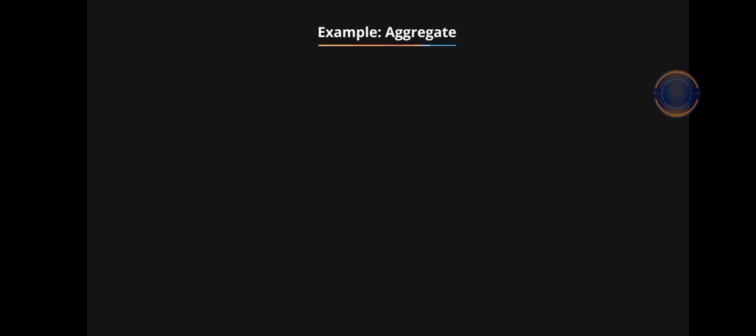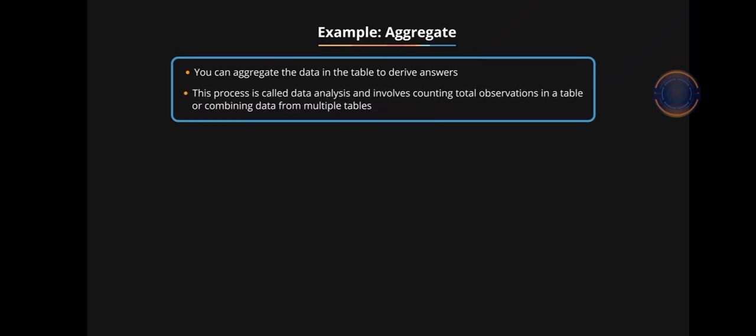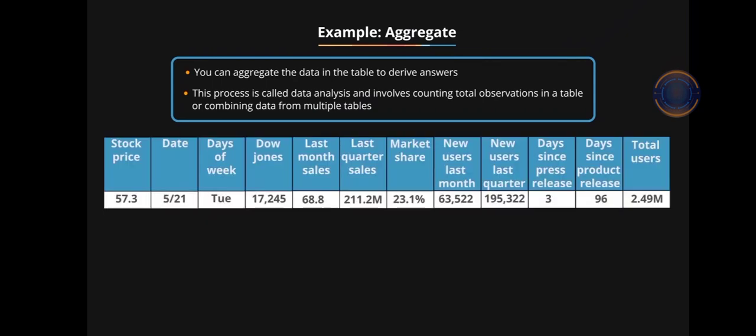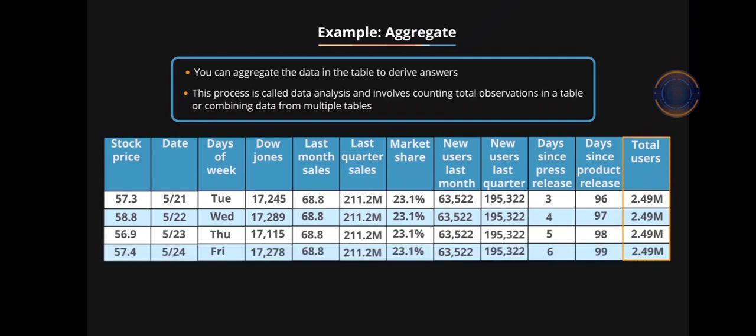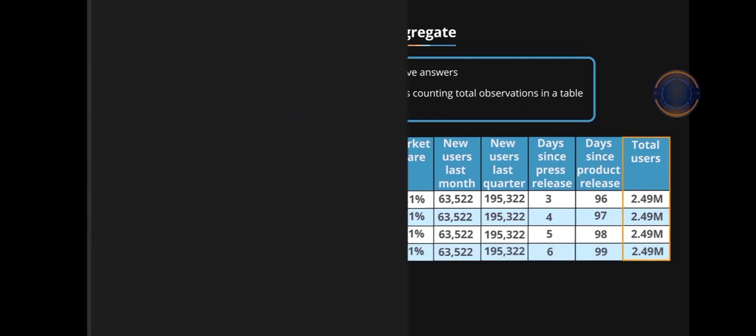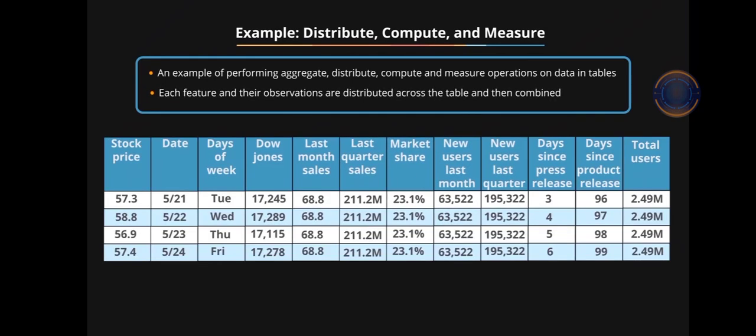Once we have inserted the data in the table, we need to focus on the aggregate of table data. It means either counting the total observations in a table and/or combining multiple table data to answer a particular question. This brings us to the next step of the machine learning workflow, which is the data analysis. This is an example of performing aggregate, distribute, and compute and measure operations on data in tables. The aggregates are the date, day of the week, and Dow Jones columns.